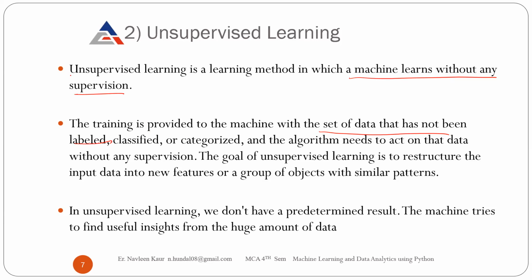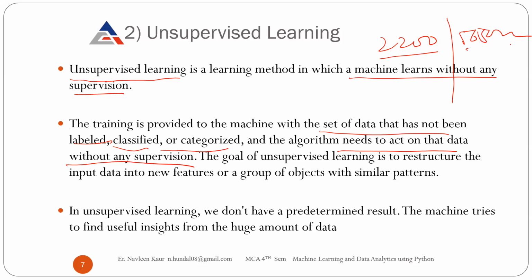Okay, so unsupervised learning doesn't completely mean that there is no supervision. Yes, there is some data available, but that data is meaningless because it has no labels. You are feeding numerical data into your machine without any label, so that data actually becomes meaningless, but still there is data. It has not been labeled, classified, or categorized. The algorithm needs to act on that data without any supervision. You will not get the labels, but your algorithm will work only on the data.